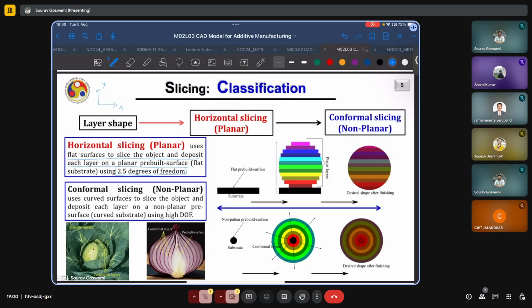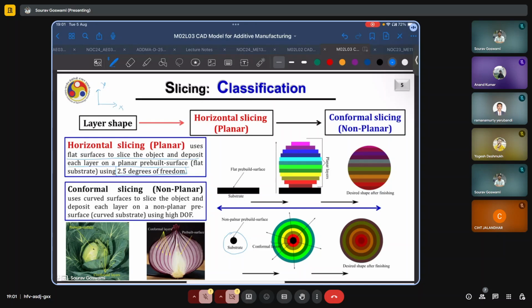The non-planar slicing or conformal slicing is again a biomimetic concept borrowed from nature. And in the example of the cabbage and onion shown here, we can see how starting from some seed or some core substrate, we can just build around it in layers and end up with the final geometry. So here we have a small spherical substrate around which these layers are deposited uniformly, and we end up with such a conformal sliced object.